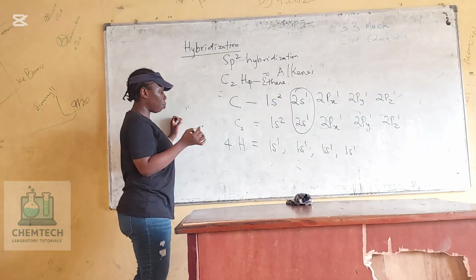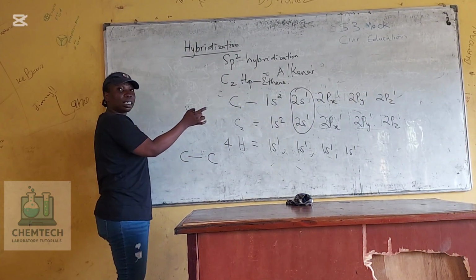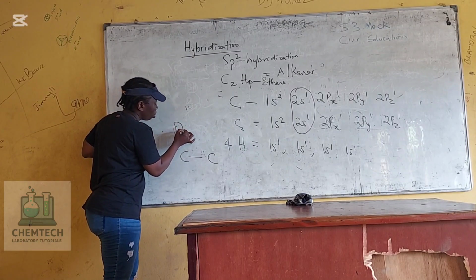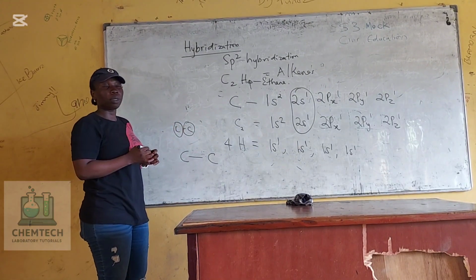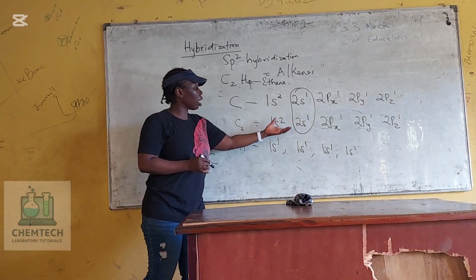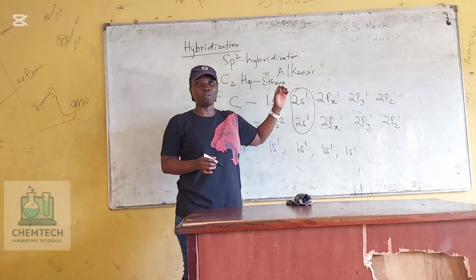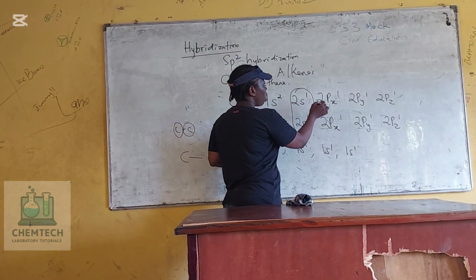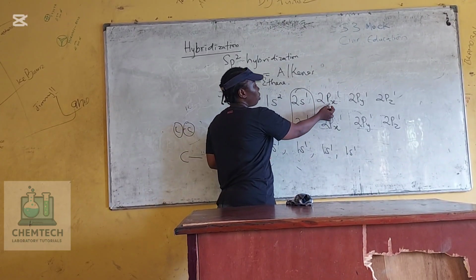And when they overlap, this is how the structure will be, C to C. What is the C? We are using the end of carbon to the end of the other carbon to overlap. Now, when the carbons have overlapped, hydrogen will start forming a bond with each of the carbon atoms. The first hydrogen will form a bond with px of the first carbon, 1s1, px1.